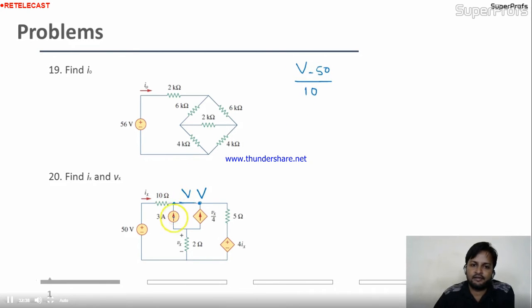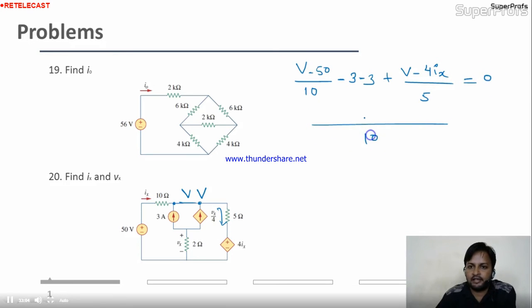Fine. Next, 3 ampere is coming. Yes, 3 ampere is coming. Okay, we already found the value of this Vx, that was 12. So this is nothing but 3. Minus 3 is coming over here. Okay. And the remaining branch is this branch. So plus (V minus 4Ix) divided by 5. Is it clear to you?